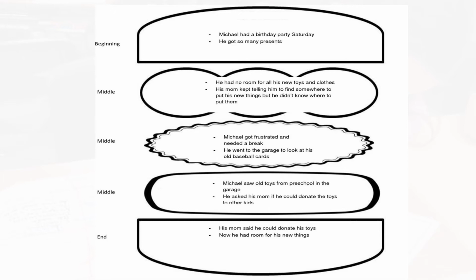And the third part of the middle of the story was that Michael saw his old toys from preschool in the garage. He asked his mom if he could donate the toys to other kids. And then at the end of the story, his mom said he could donate his toys, and now he had room for his new things.